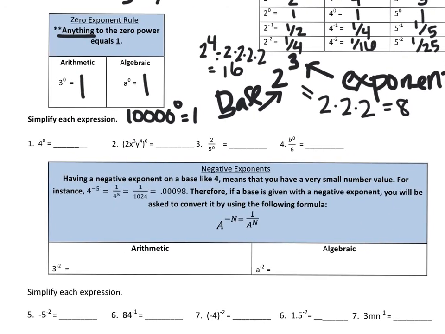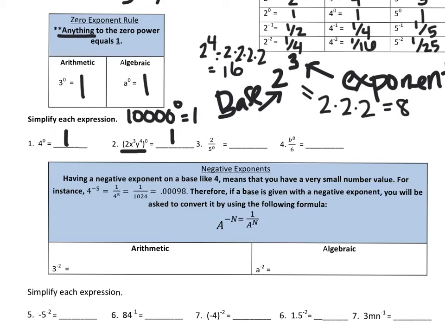All right, let's take a look at a couple of examples. So 4 to the 0 power, we just talked about how anything to the 0 power is 1. So if we take 4 to the 0 power, we're going to get 1. This entire thing, because it's in parentheses, it's all being taken to the power of 0, which also gives us 1.